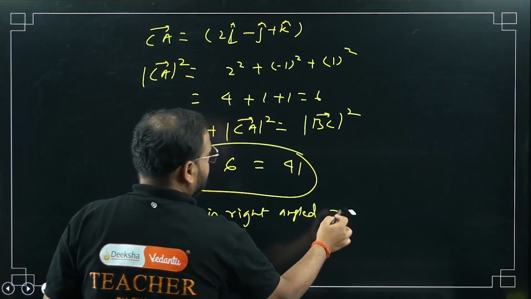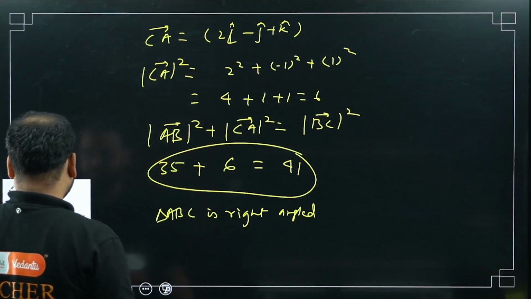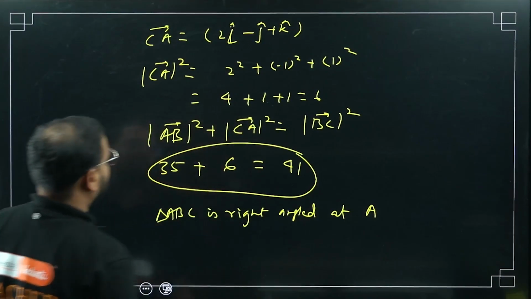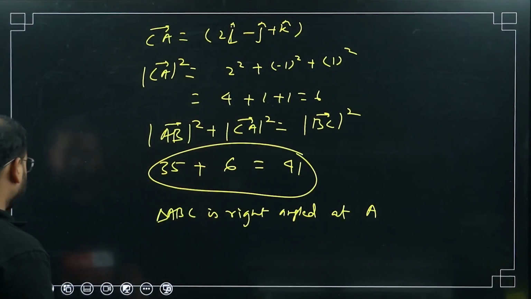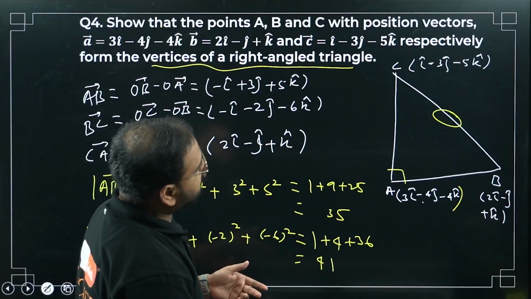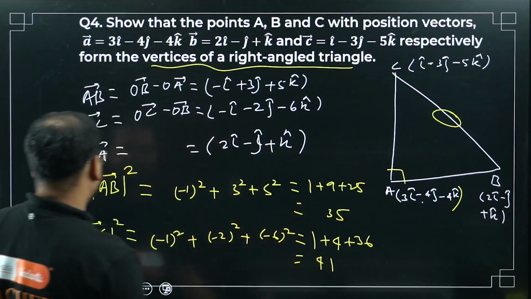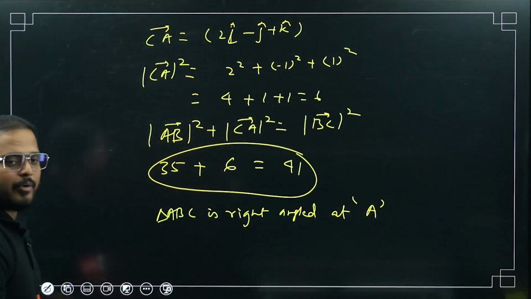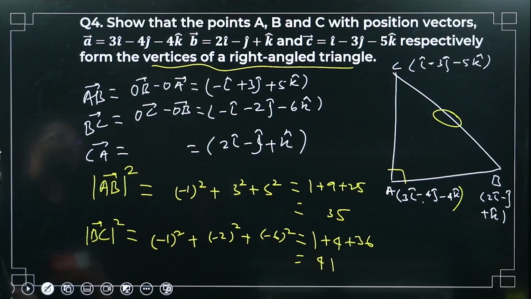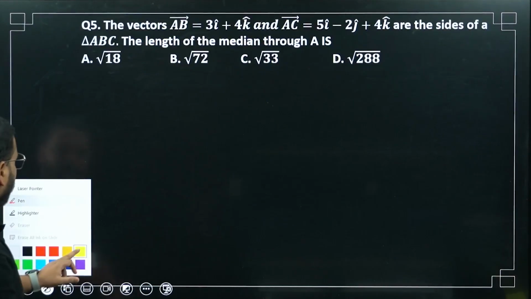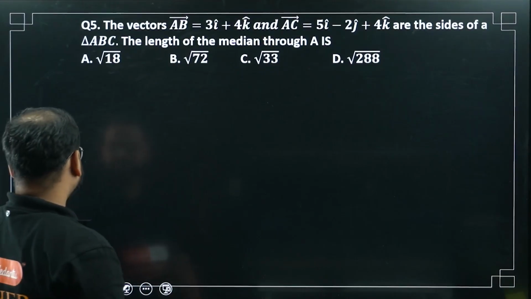Right angled at A, right? Please check. AB plus CA is BC, right? So have a look. AB plus CA is BC, correct? So right angled at A. Okay, please have a look. Yes. Okay, great. Moving on to question number 5.